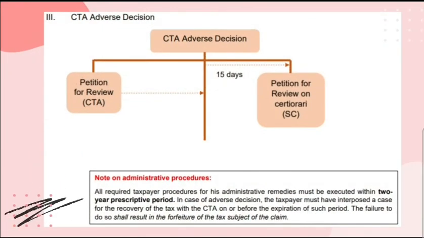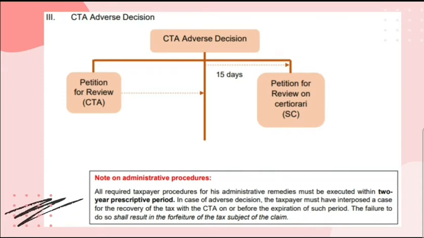Good day. To continue for the procedure of the recovery of erroneously paid taxes, if the BIR did not act on the claim for refund or credit, the taxpayer must file a petition for review before the CTA before the expiration of the 2-year prescriptive period. An adverse decision of the CTA may be appealed in the same division within 15 days. And again, an adverse decision of the concerned CTA division may be appealed to the CTA en banc within 15 days. Next, an adverse decision of the CTA shall be appealed within 15 days to the Supreme Court.